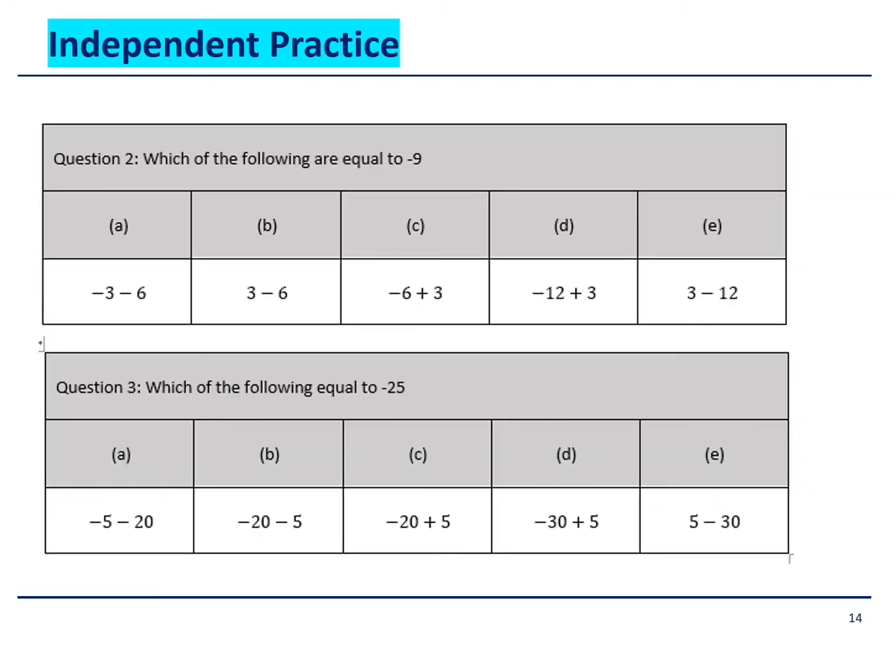Okay, on to our next question, 2. So which of the following are equal to -9? So you need to, in these 5 questions, work them out and circle, highlight which of those are equal to -9. And on the next set, it's asking you to do the same thing, question 3, but what is equal to -25? So some more higher numbers here, some more double-digit numbers. So extending your challenge. Pause the video, and when you're ready, press play and you'll get your answers.